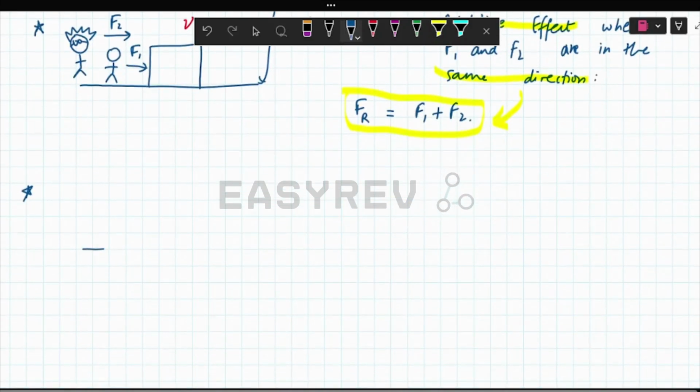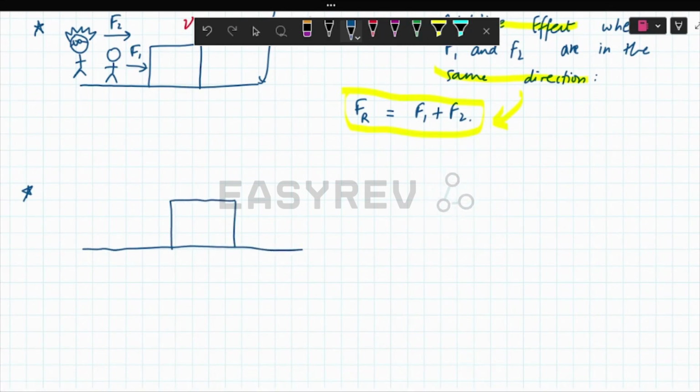Now let's suppose you have the same level ground, the same box resting here. You have Tufi once again applying a force F1 towards the right, which causes the box to once again move towards the right as per usual. Now let's suppose Dr. Sal, instead of helping Tufi, actually goes in the opposite direction, and instead of helping out Tufi, actually resists Tufi by applying a force F2 in the opposite direction.